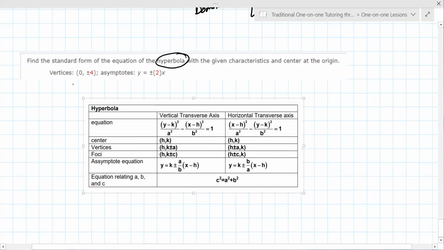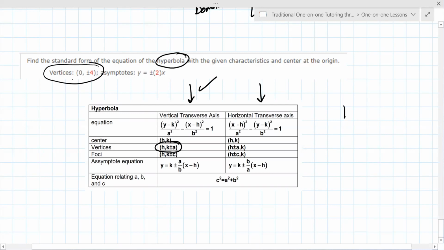Here, you have to decide, am I vertical or am I transverse? And I like to use the vertices to be able to do that. Because it looks more like this one, I'm going to suggest that this is a vertical one. And furthermore, we know that h is 0 because h is the first coordinate. I'm using that plus or minus to decide there also. Looks like a is 4.